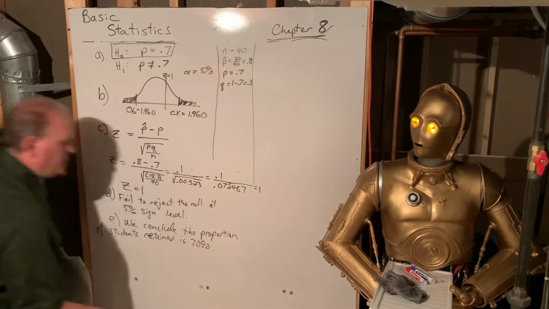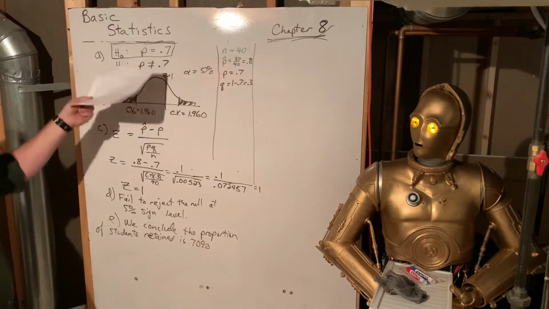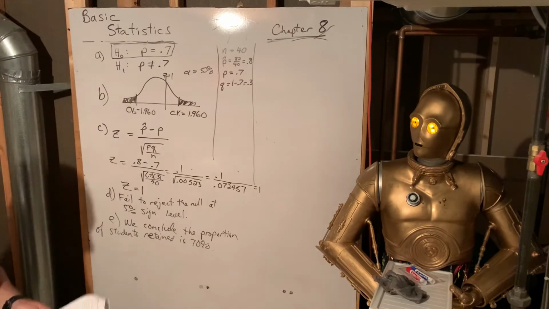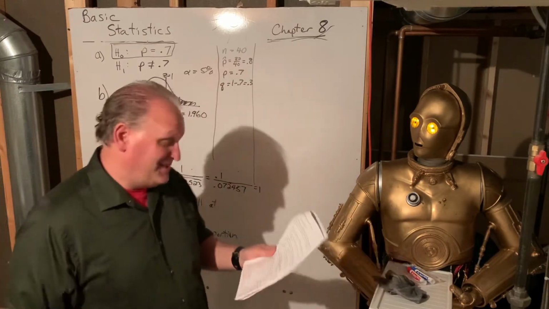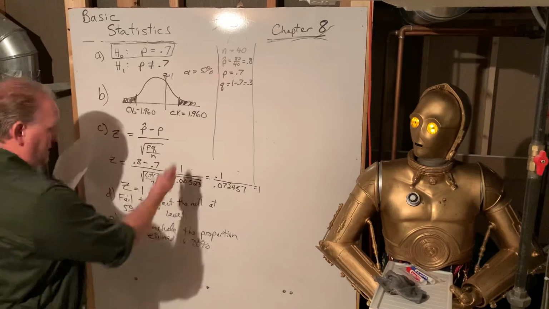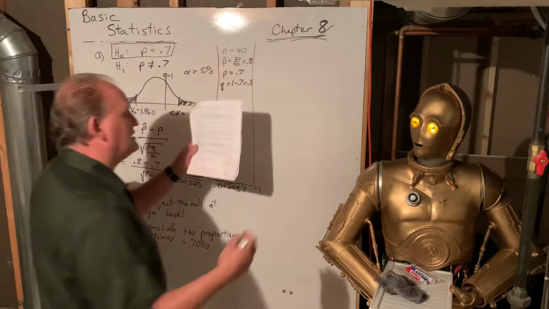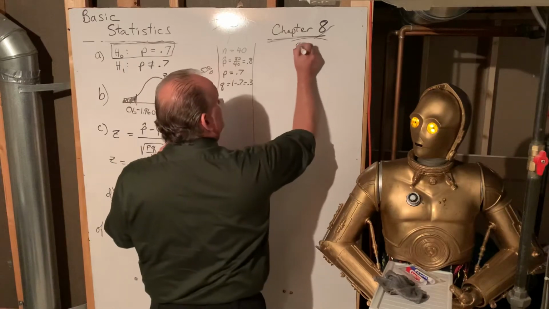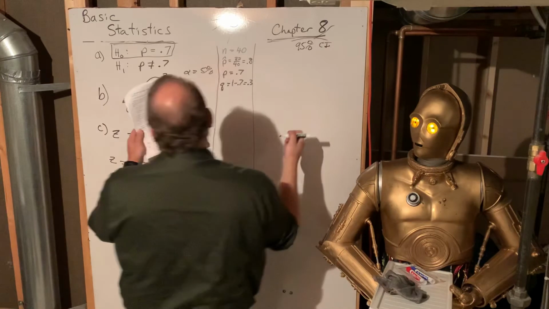Or you can restate it as there is not enough evidence to conclude that it's not 0.7, which is fine. Either one is fine. All right? So this we've already done. That isn't anything new, and neither is this. Build a 95% confidence interval. So let's look at a 95% confidence interval for this data.